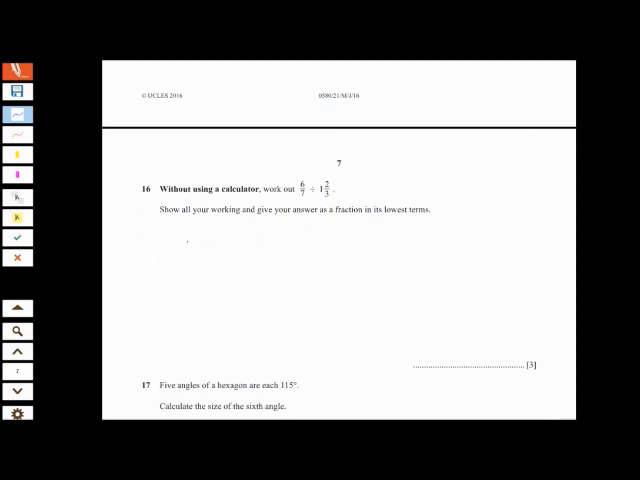Right, without using a calculator, work out 6 over 7 divided by 1, 2 over 3. 6 over 7 divided by 1, 2 over 3. 1, 2 over 3, change it to an improper fraction by multiplying 1 times 3 plus 2. 1 times 3, that's 6, 7, 8. 8 over 3. And then 8 over 3, flip it upside down to change the division into multiplication. And you'll get your answer.